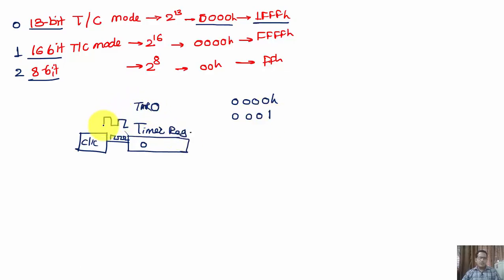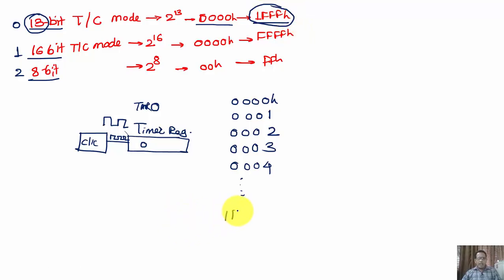When the second pulse is received, the value is incremented again by 1, so the new value is 2. When the third pulse is received, the value is 0003, then 0004. In this way, as we are utilizing 13 bits in mode 0, the values get incremented up to 1FFFH. This is the maximum value that can be held by timer 0 or timer 1 in mode 0.